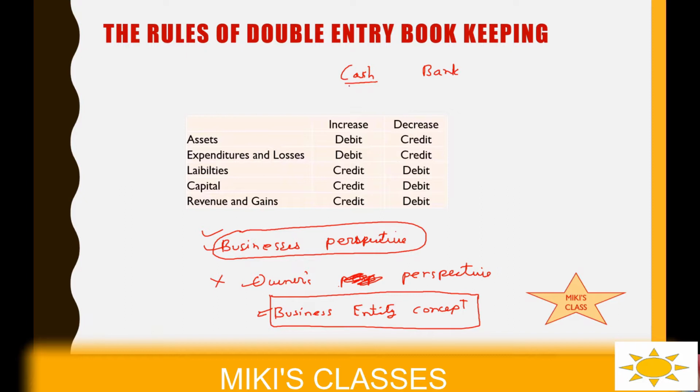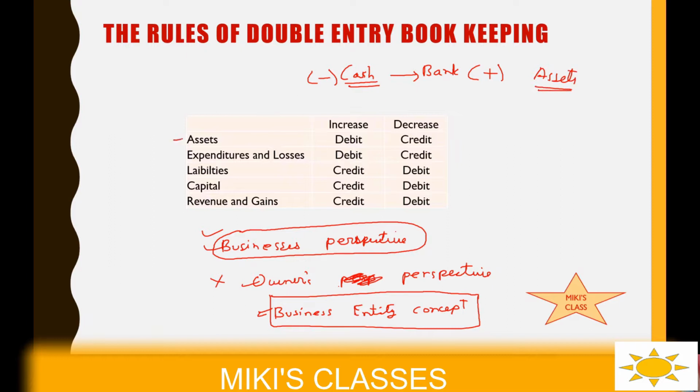Cash has gone out from the business. And where has the cash gone? Into the bank account. So the bank balance has increased and the cash balance from the business has decreased. And we already know both of these are assets. Bank as well as cash are assets, correct?